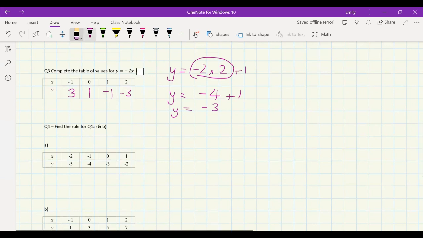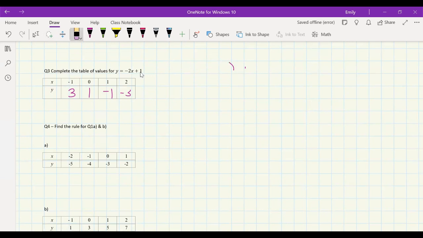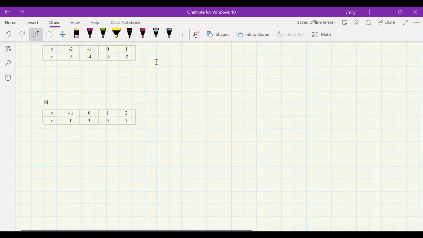And we get working. Put that in there. Okay. Now, I missed the minus 3 is gone. Next one. Find the rule for question 1A and 1B. So I've repeated them here so you can see them.